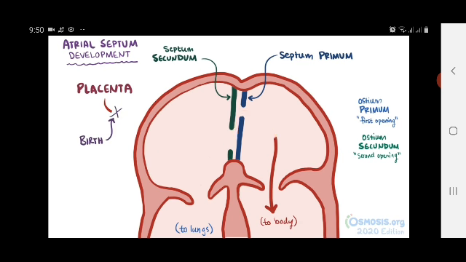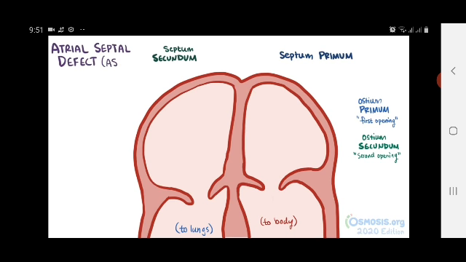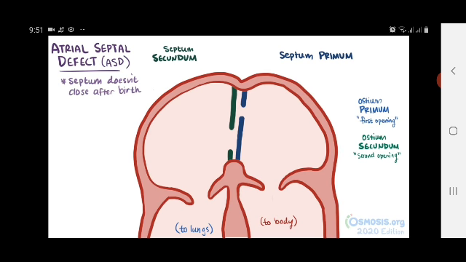At birth, the septum secundum and septum primum slap shut and then fuse and close off this foramen ovale, so we can rely on our own lungs for oxygen. An atrial septal defect, or ASD, describes a condition where in some way the septum between the right and left atrium doesn't close up all the way, and remains open even after birth.